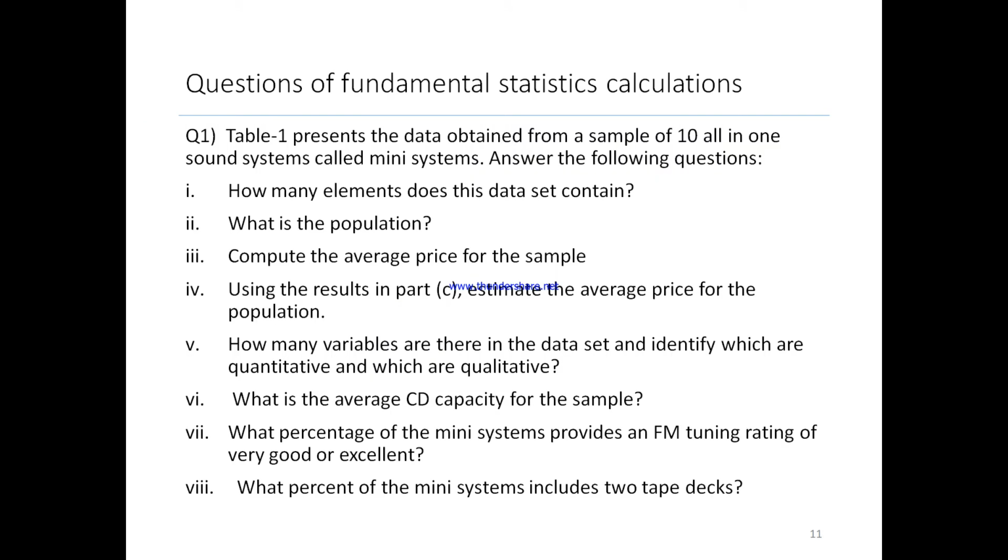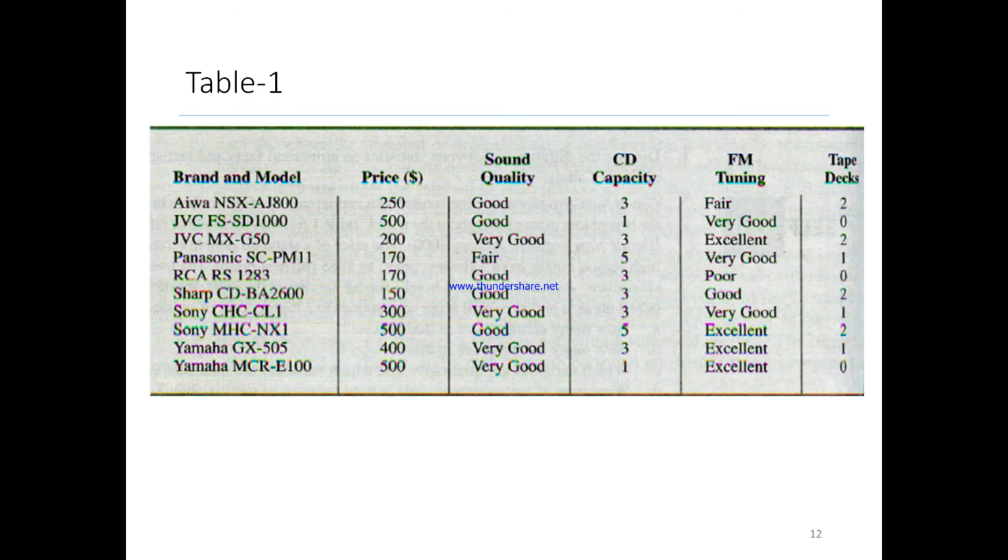And then the next question is, how many variables are there in the data set, and identify which are quantitative and which are qualitative. So you have price, sound quality, CD capacity, FM tuning, tape decks. These are the variables. If you take price, you can record it numerically, so it's quantitative. Sound quality has no numerical meaning, it's a label, so it's qualitative. CD capacity, you can record with numbers, has a numerical meaning, quantitative. FM tuning, it's just a label, so qualitative.